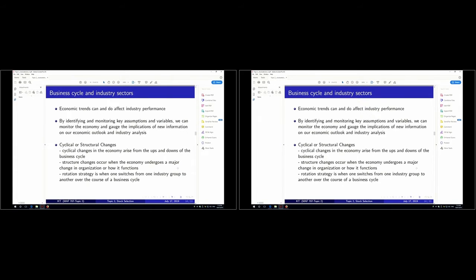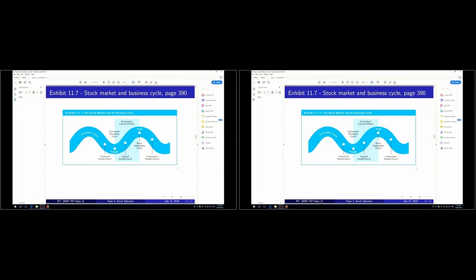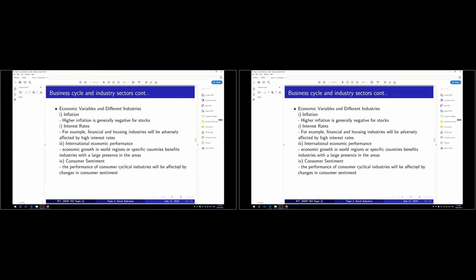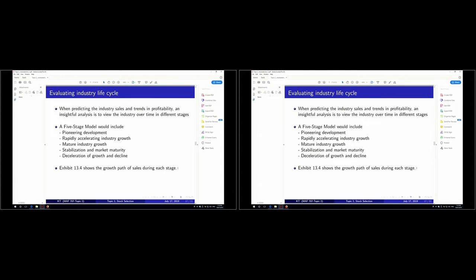Business cycle and industry sectors, I have covered this, the structural change, and also how the stock market moves with these different areas of the business cycle. So these are some of the important leading indicators, interest rates and so on. So have a look at that.